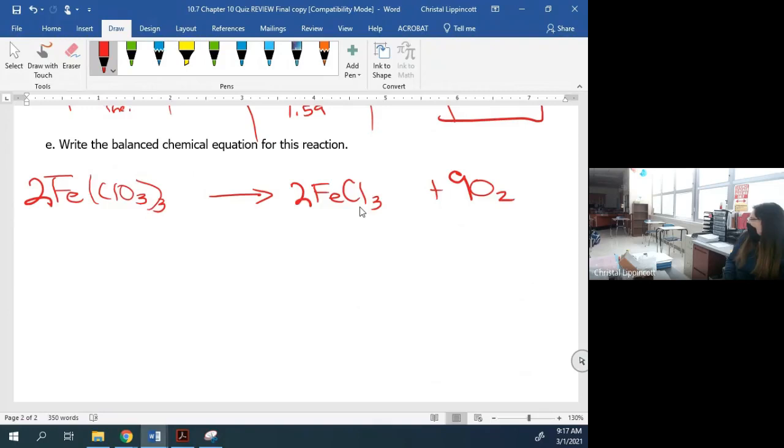Questions about the review? Nope. All right. So that is it. Wait, when you label molar mass, is it always grams per mole? Yep. Okay. Always grams per mole for molar mass.